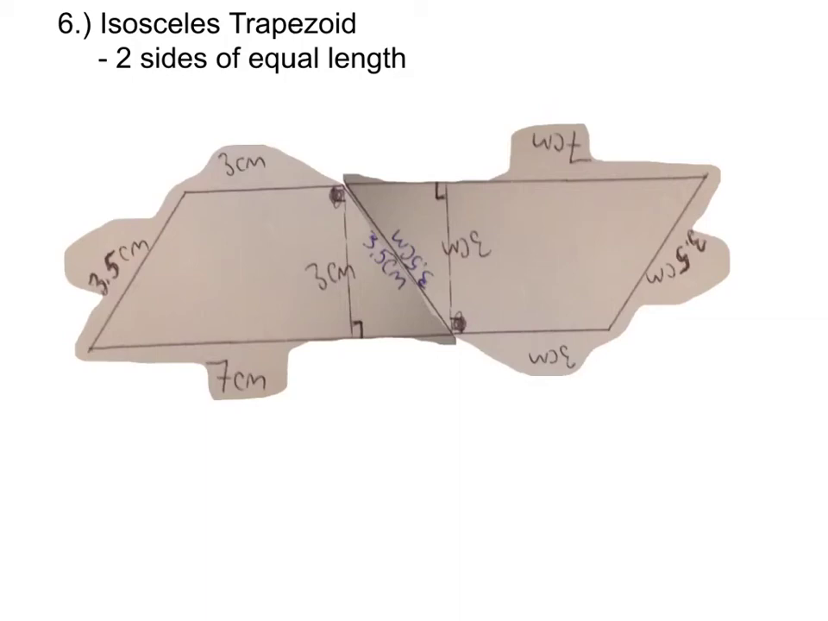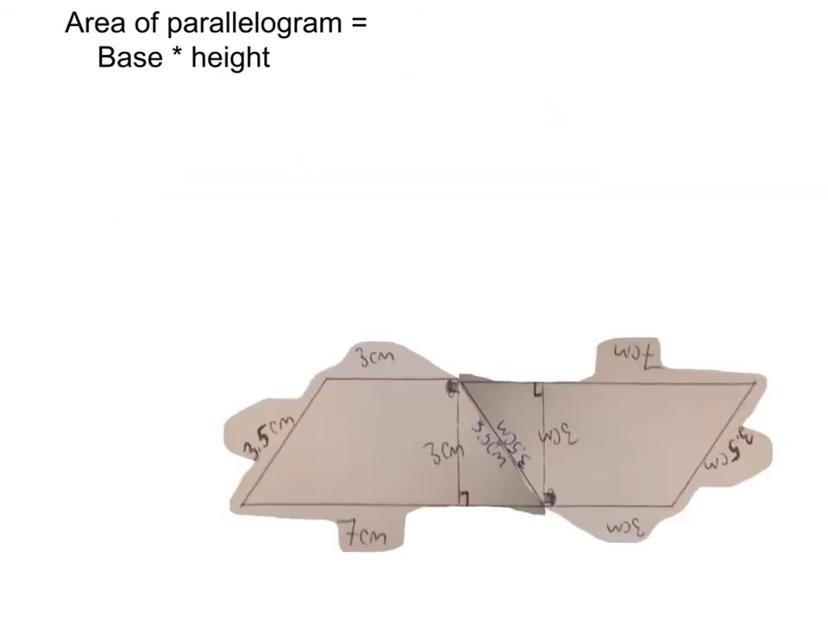Doesn't this just look like a parallelogram? Remember, the area of a parallelogram is just base times height. What's our base in this case? Our base is going to be 7 centimeters plus 3 centimeters. We're going to evaluate 7 centimeters plus 3 centimeters, and we're going to multiply that by our height. Well, what's our height? Our height is going to be 3 centimeters. So this becomes 10 centimeters times 3 centimeters, which gives us 30 centimeters squared, which is the area of our parallelogram.